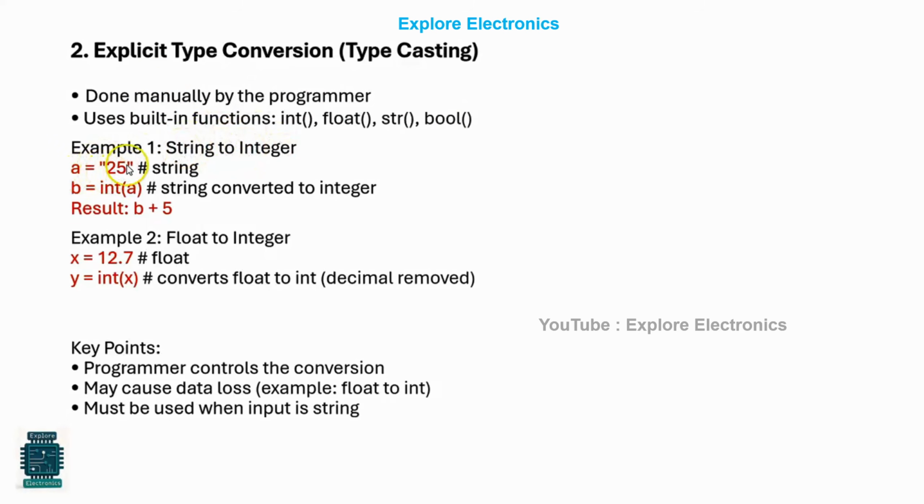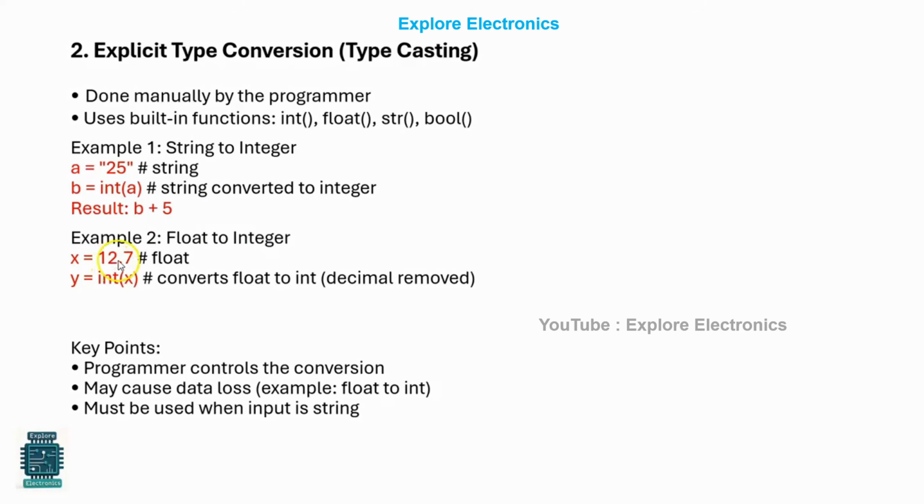A is equal to "25". Here it is a string because I have used double quotation marks. B is equal to int of A. A is a string, I am using the int function, so it will convert to integer. String converted to integer. The result is B plus 5. B is 25, 25 plus 5, it will be 30. Clear with it? Let us take one more example, that is float to integer.